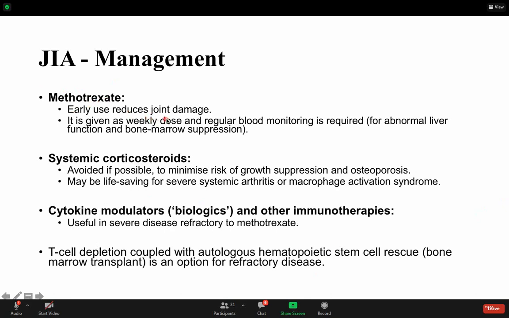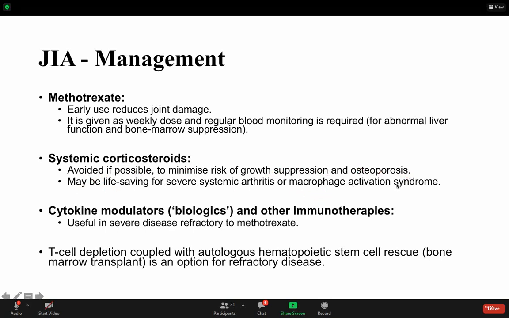الميثوتريكسيت early use reduces the joint damage. أهم شيء وقت ما يأخذ واحد الميثوتريكسيت you should have blood monitoring لأن يسبب abnormal liver function and bone marrow suppression. ممكن يصيرون neutropenic when they're taking the methotrexate. زي ما نعطيهم joint steroids, we as well sometimes give them systemic corticosteroids, but it should be avoided if possible to minimize the risk of cross suppression and osteoporosis. لأن يسبب هشاشة عظام أيضا.